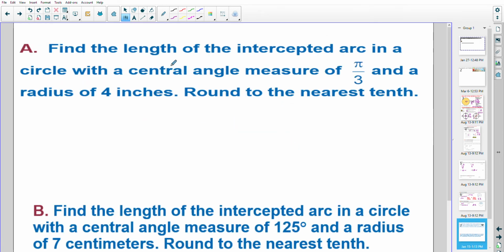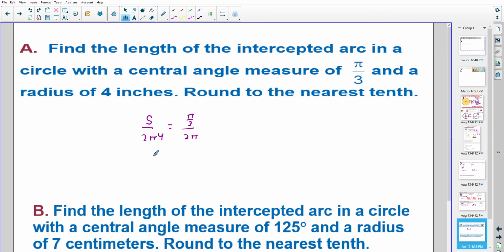Doing a couple examples. Find the length of the intercepted arc in a circle with a central angle measure of pi over 3 and the radius of 4 inches. So again, looking at the length of the intercepted arc, I'm going to go ahead and say that that intercepted arc is S. S is to 2 pi r, which is 4, equals central angle pi over 3 over 2 pi. Part over whole equals part over whole.